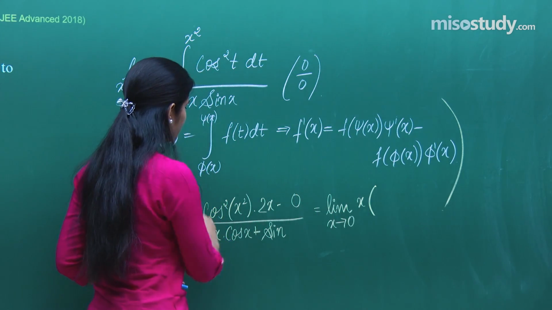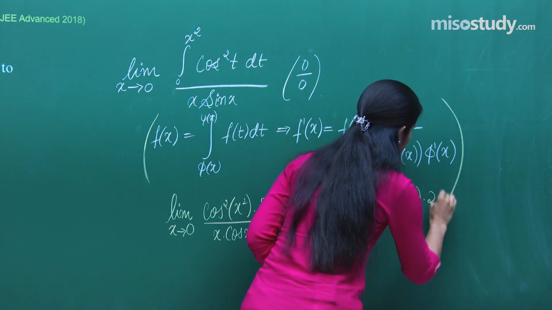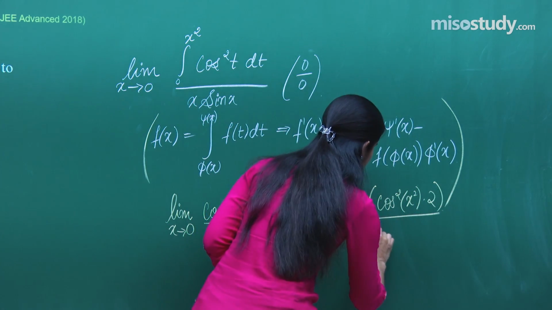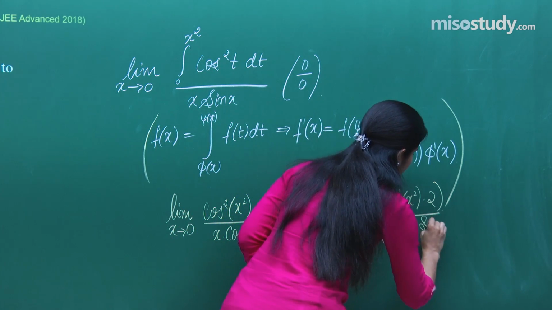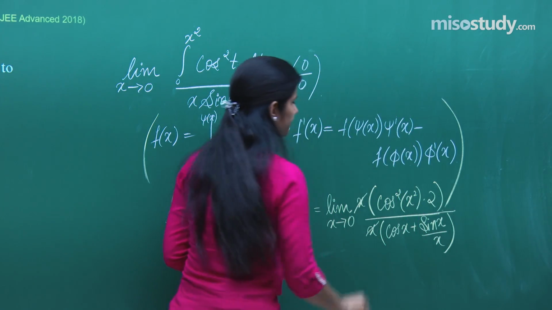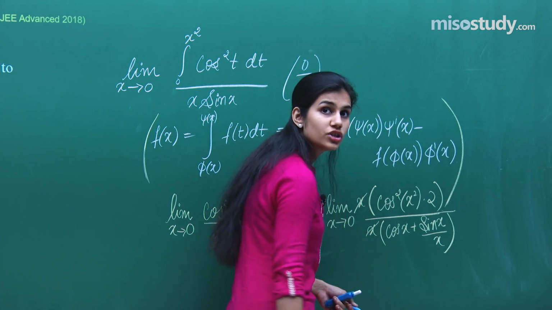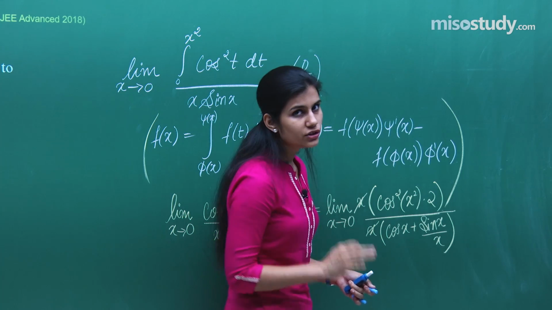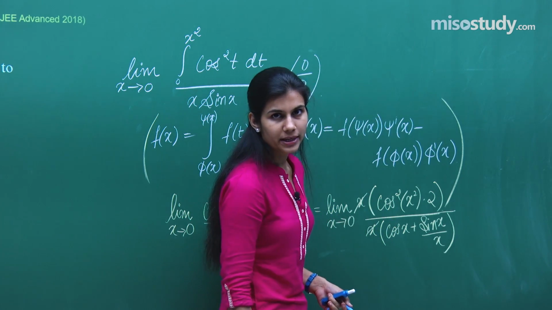Over here, if you try to analyze, x can come out common. You will be left with cos square x square into 2 whole upon, again you can take out x common as it is approaching 0 but not equal to 0. This will be cos x plus sin x by x. Right? Now as x approaches 0, cos x approaches 1. As x approaches 0, sin x by x approaches 1. We just revised that property on limits. So 1 plus 1 makes it 2 in the denominator.